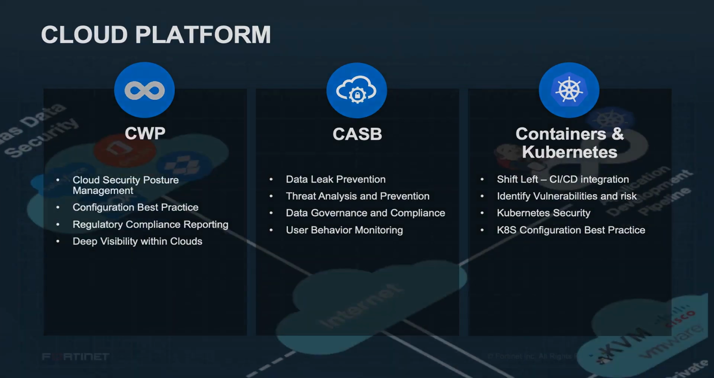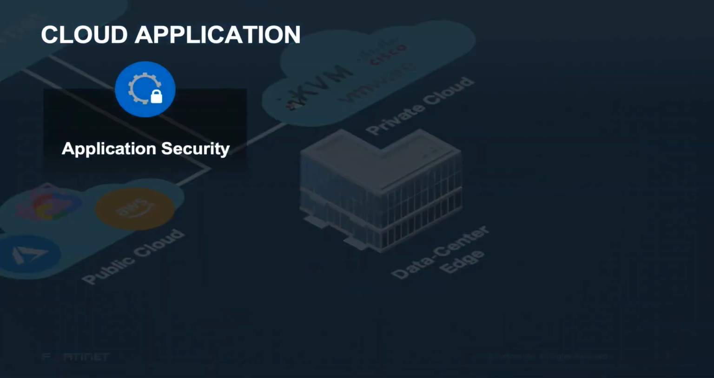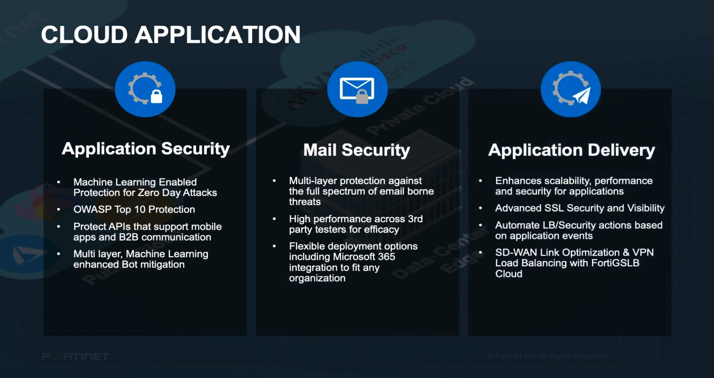Moving on to the last layer, the cloud application layer, which requires deep understanding of how applications are being used versus how they can be exploited. The main threat here is the web application attack surface and the email attack surface. For web applications, there are various threats such as SQL injection, cross-site scripting, cookie poisoning, and others as defined by the OWASP Top 10. The FortiWeb Web Application Firewall addresses the entire spectrum of attacks together with API protection and bot mitigation with a one-of-a-kind machine learning technology that protects against zero-day attacks while continuously adapting to application changes.